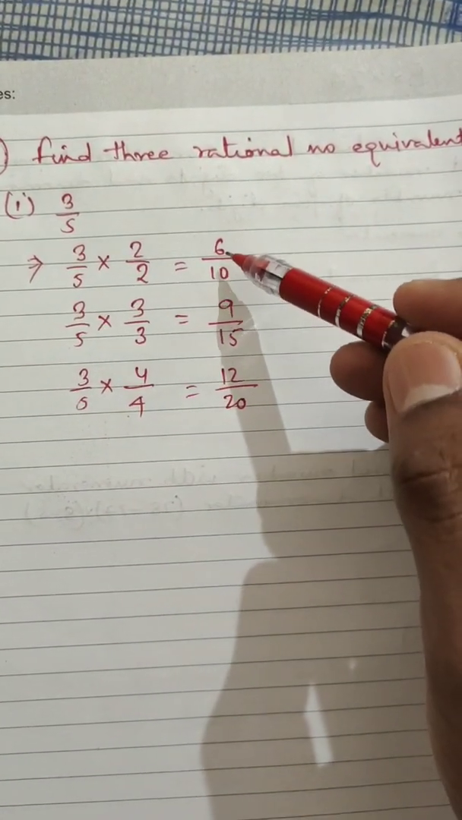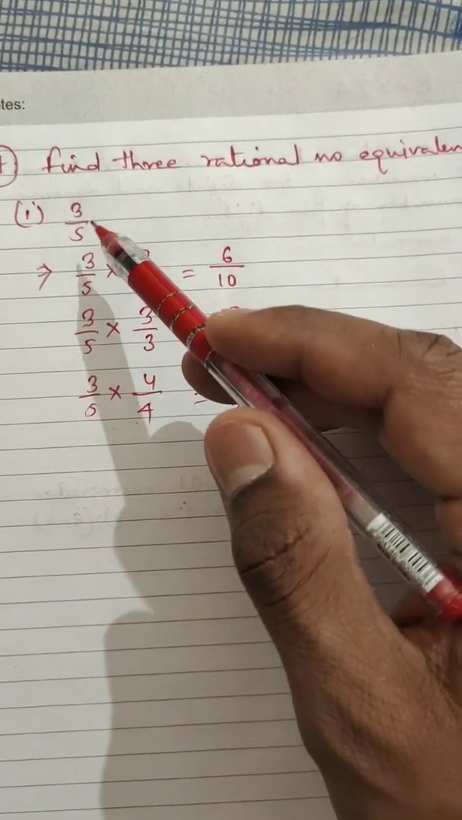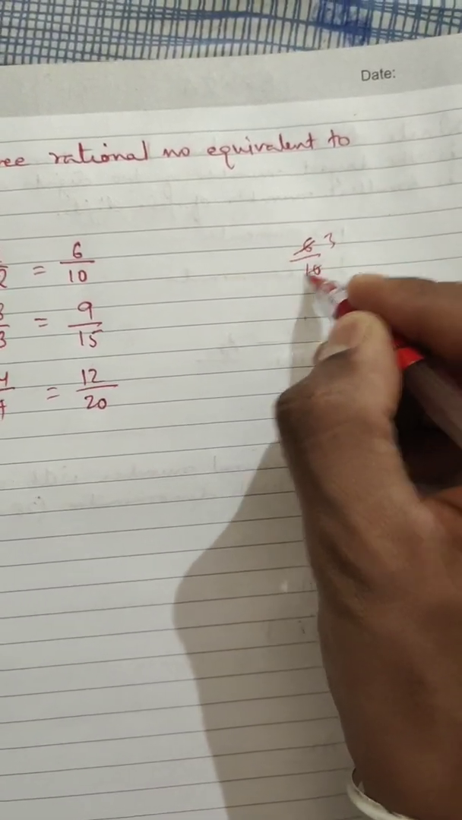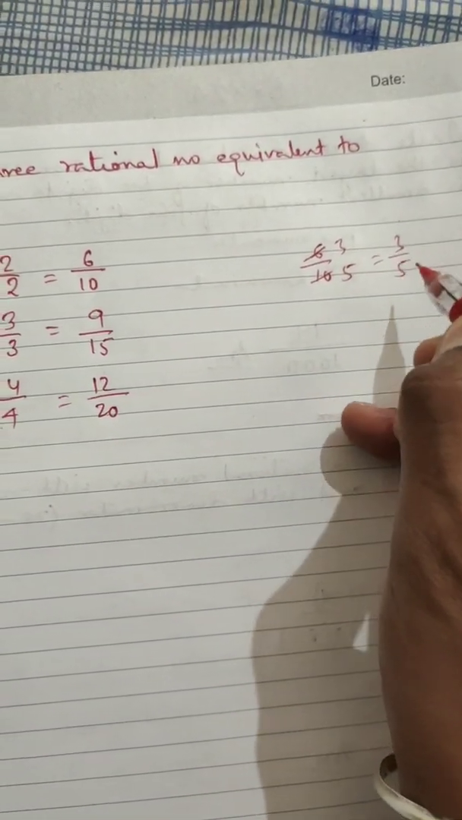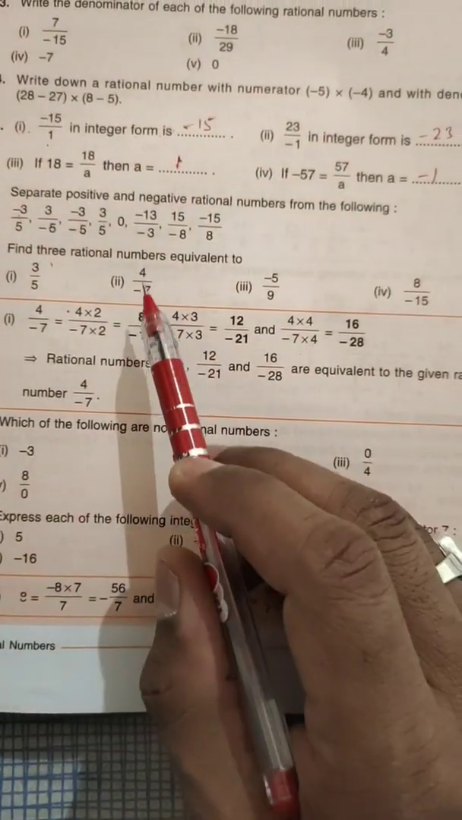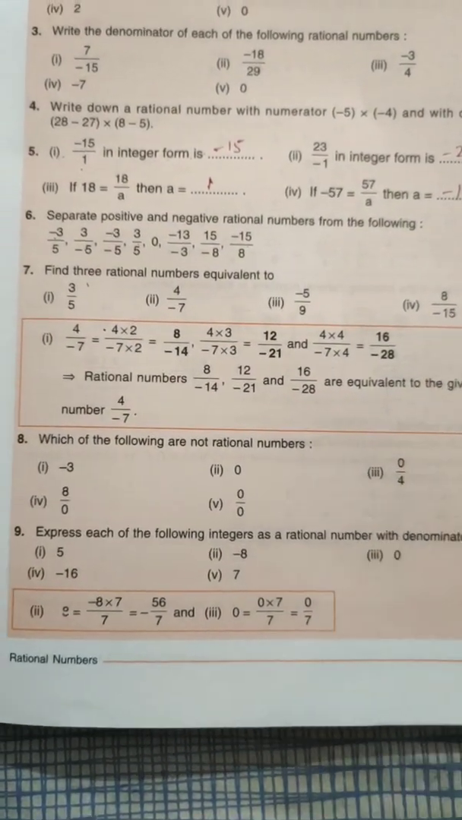Because if we reduce these fractions into lowest terms, it will give us 3 by 5. Let us see. Suppose 6 by 10 is there. 2 3s are 6, 2 5s are 10. It is 3 by 5. That's why these 3 fractions are equivalent fractions. Similarly, in question number 7, the next 3 questions you have to do on your own.